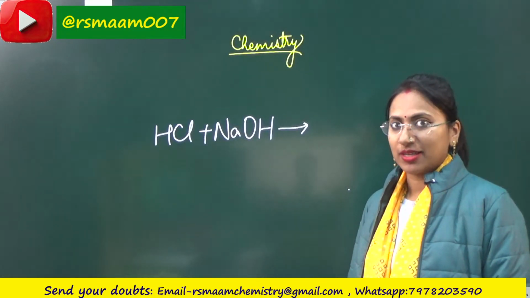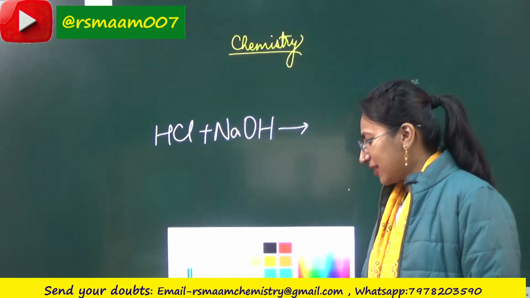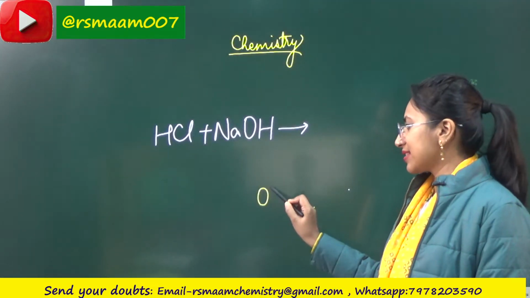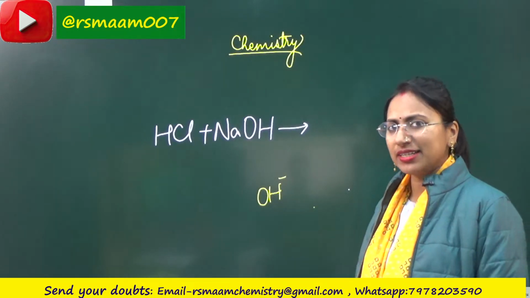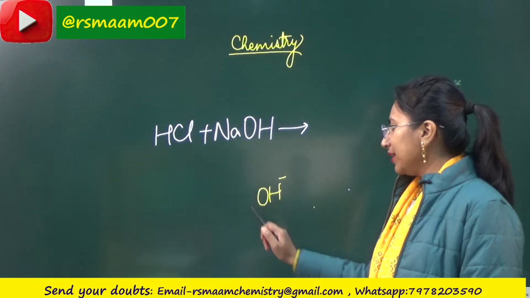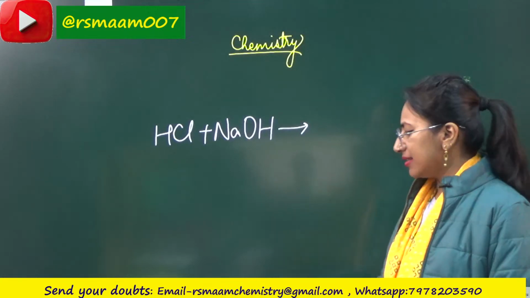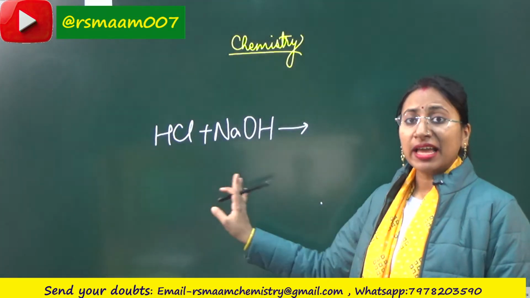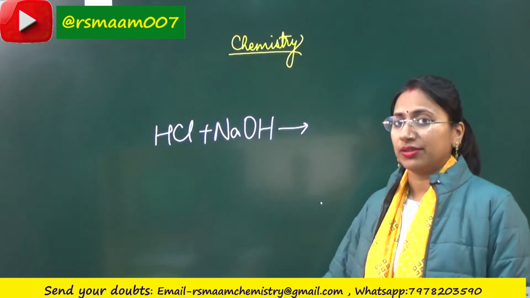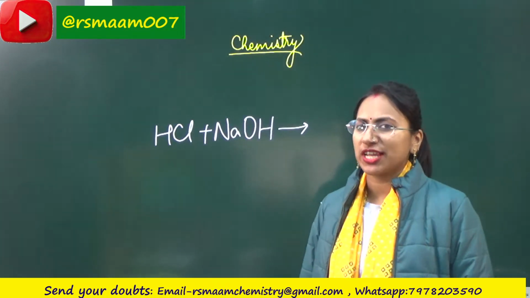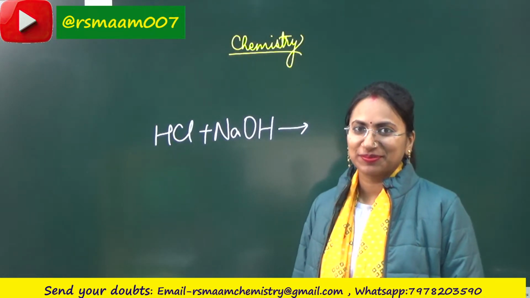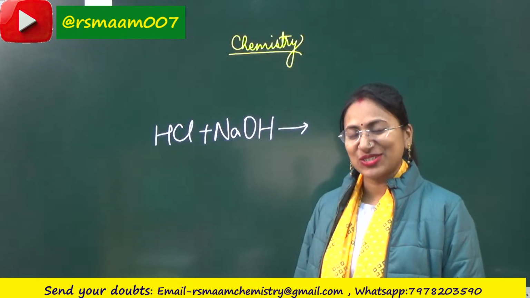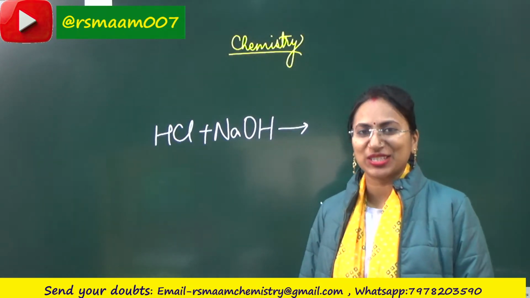HCl plus sodium hydroxide, NaOH, right? The OH minus ion is known as the hydroxide ion. Hydrogen chloride, or hydrochloric acid, and sodium hydroxide. Acid and base are reacting here, right? What is the name of this reaction? Neutralization. Good. Neutralization reaction. Very nice.